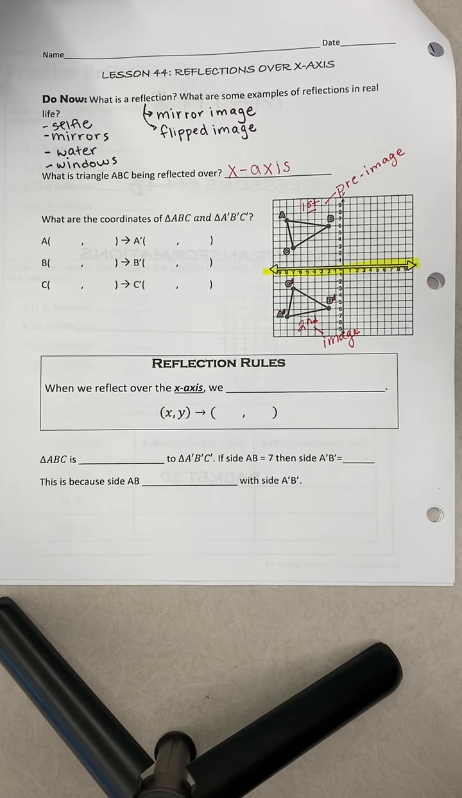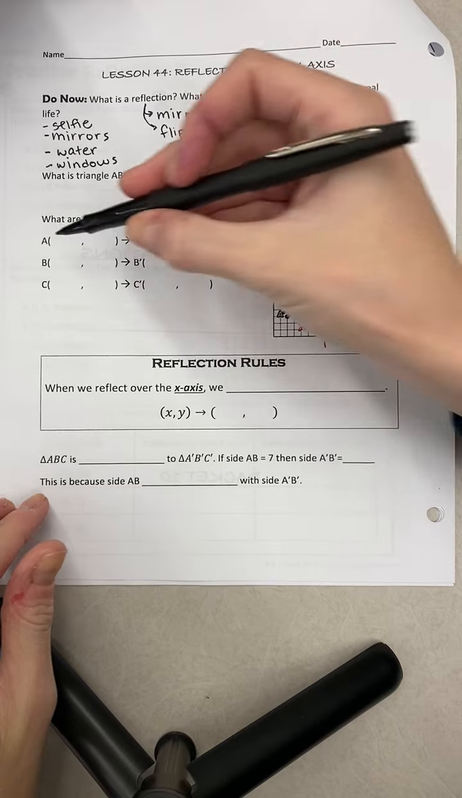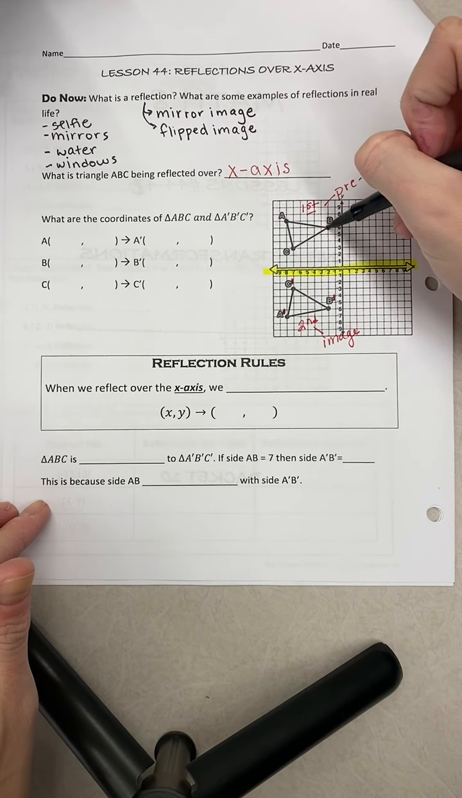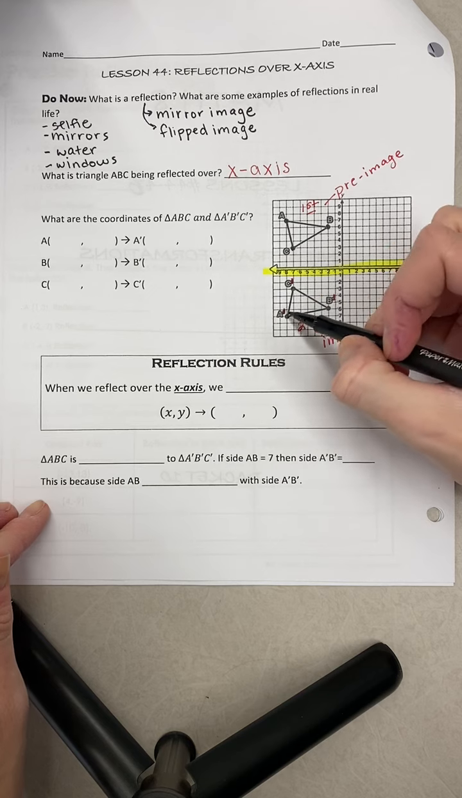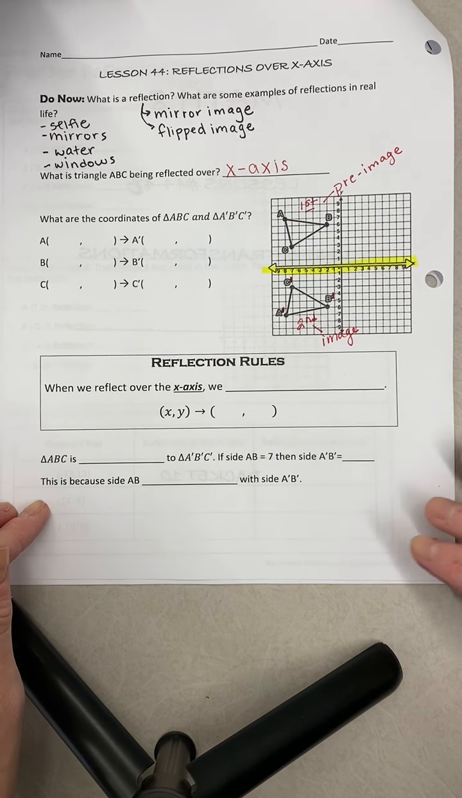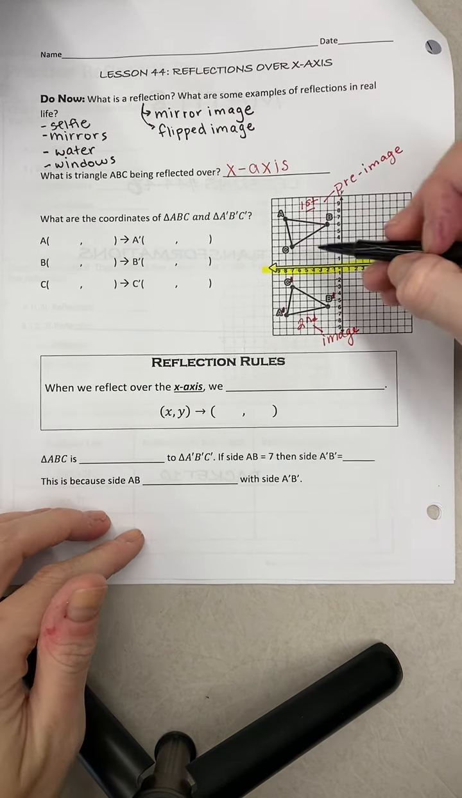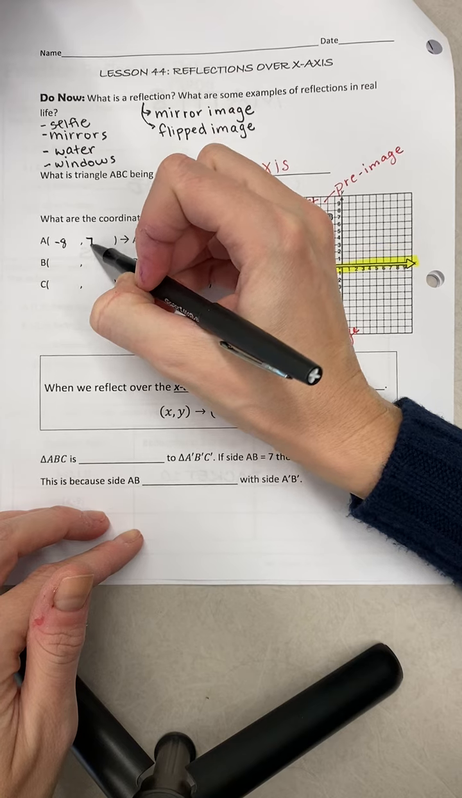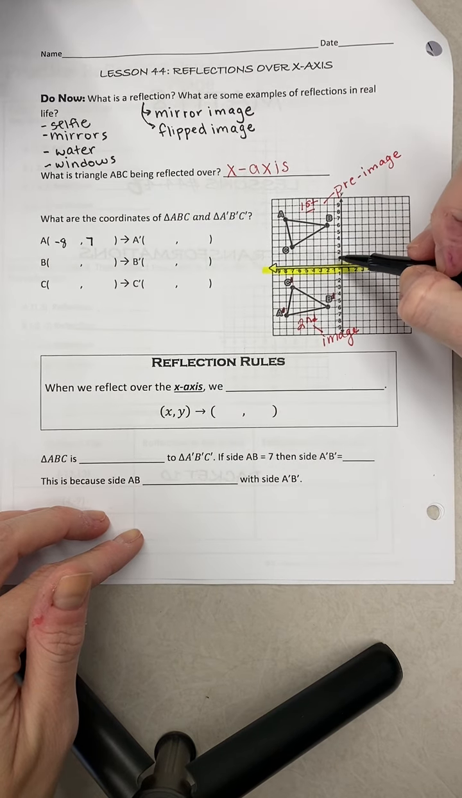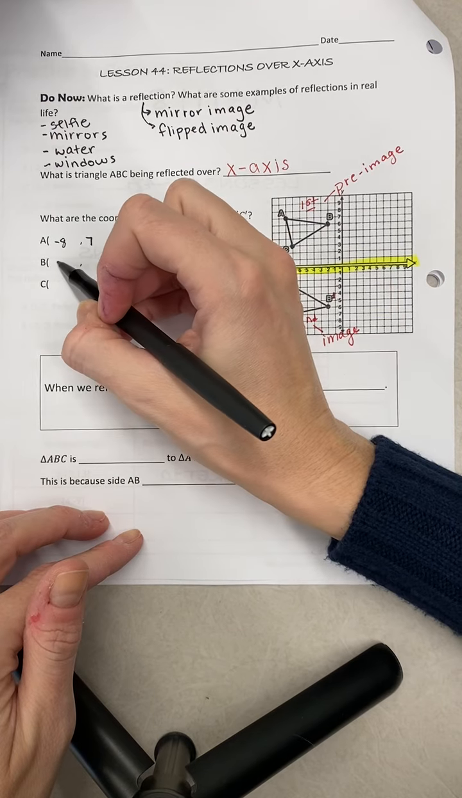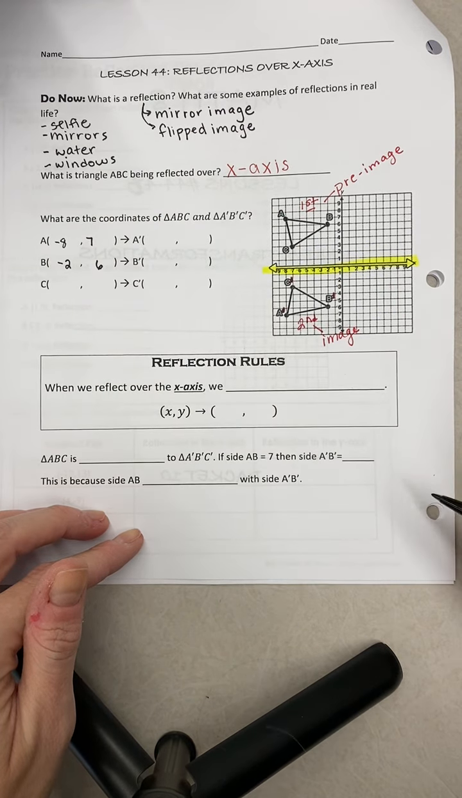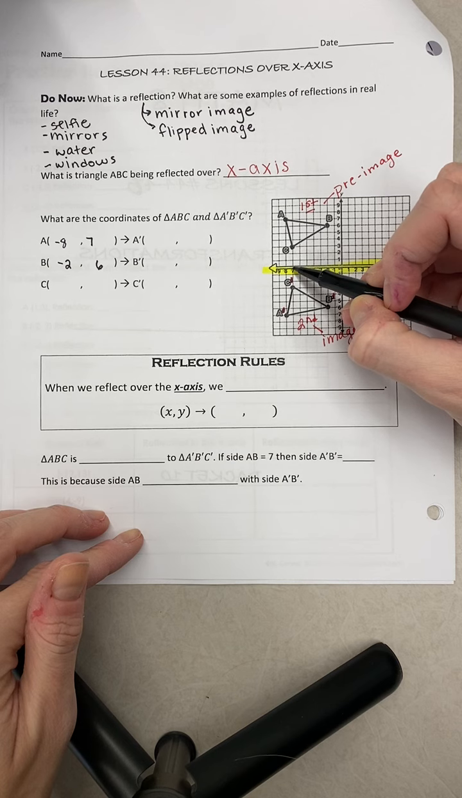So then what I want you to do is take a second now. We're going to analyze the coordinates of the triangle. I want you to write down the coordinates for A, B, and C, and the coordinates for A prime, B prime, and C prime. So take a second and pause this video to do that. So the coordinates for A are -8, 7. The coordinates for B are -2, 6. And the coordinates for C are -7, 3.